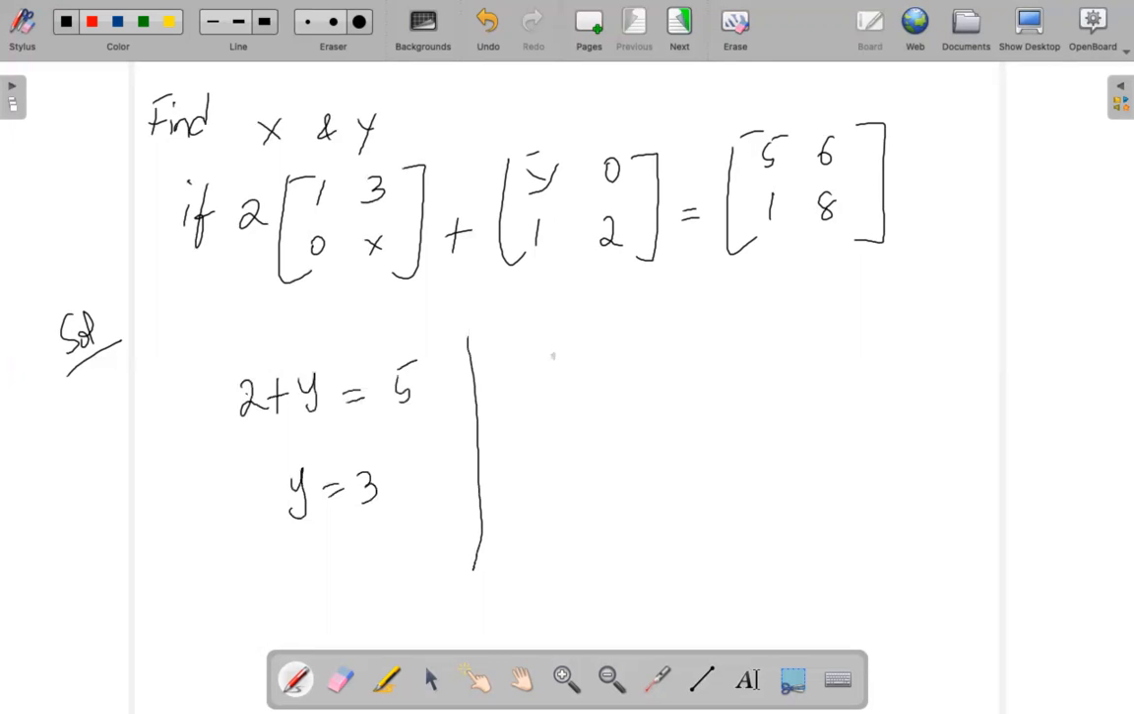Now let us find what is x. That is 2x plus 2 is equal to 8. And then after that, when you simplify this, 2x is equal to 8 minus 2, which is 6. So x will be 3. So x is 3 and y is also 3.